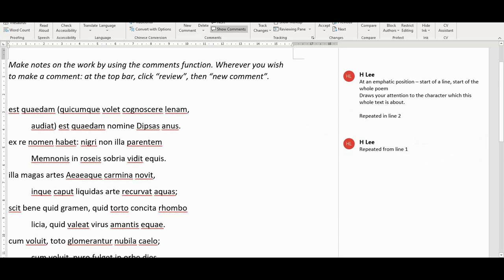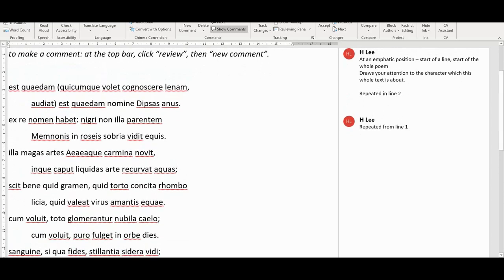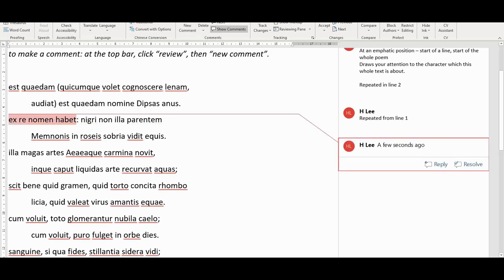Right, okay. What else is there? I'm trying to remember what I've put on the list. Well, there's the idea of the preposition here. It seems a bit strange to start with ex re, nomen habet. So if you think of ex re meaning "from her nature has her name". Okay.